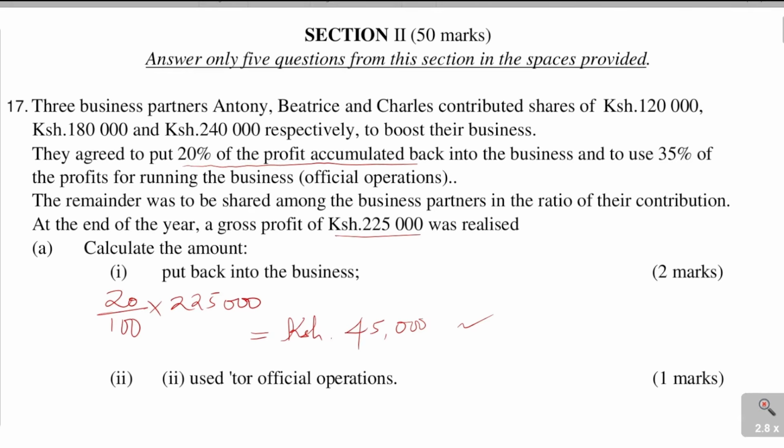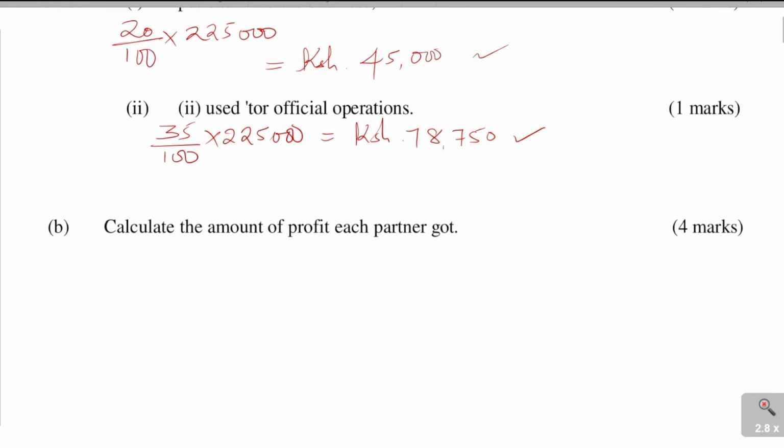Then part 2, the amount used for official operations. There is a spelling mistake here: used for official operations. The amount for official operations is 35% of the total profit. So this will be 35 over 100 times the total profit, which is 225,000. So this gives 78,750 shillings.